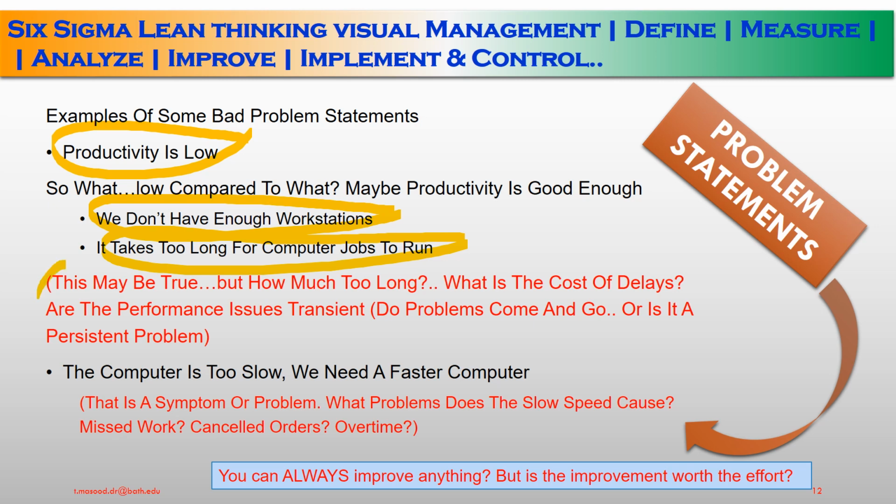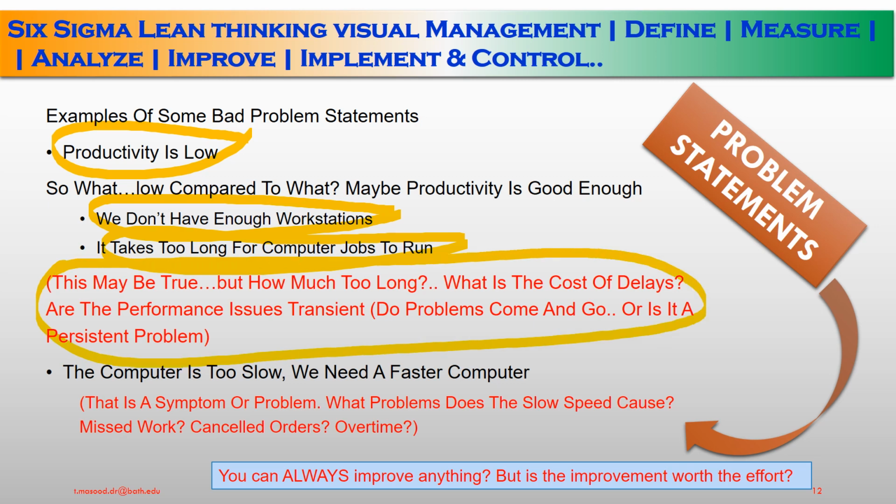We have narrated it here in red color. The computer is too slow, we need a faster computer, for example. That is a symptom of the problem. What problem does the slow speed cause? Missed work, cancelled orders, overtime, etc. That could be the reason. You can always improve anything, but is the improvement worth the effort? That's important. We need to understand. As mentioned here, you can always improve anything, but is the improvement worth the effort?